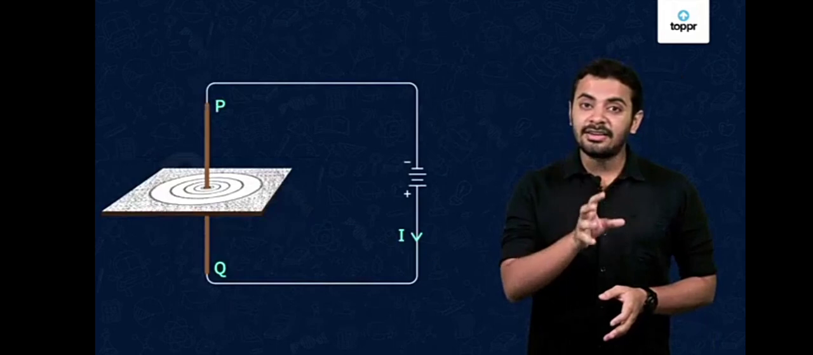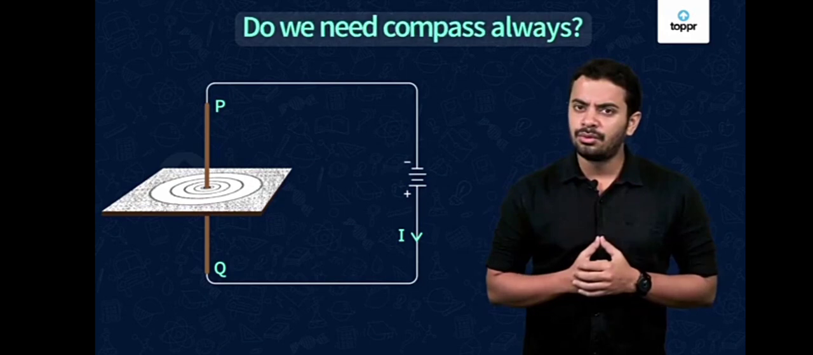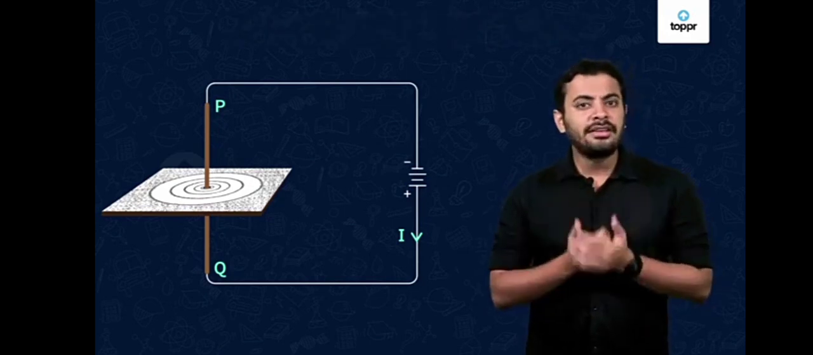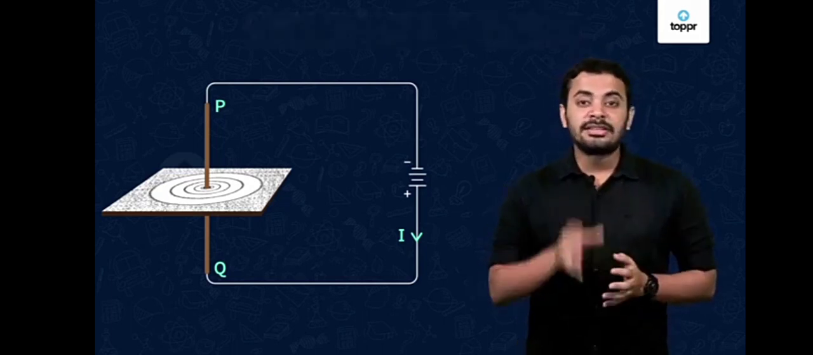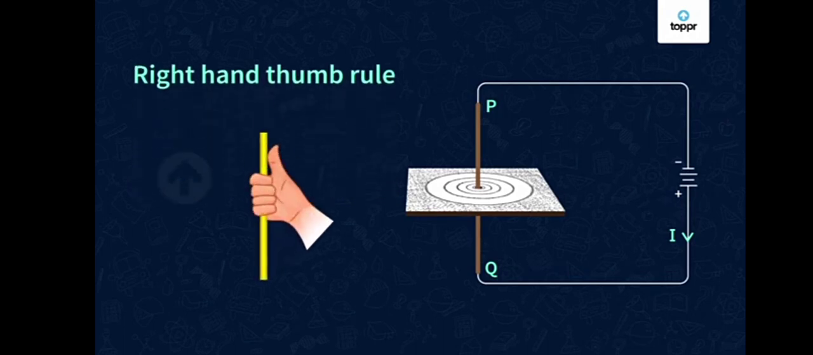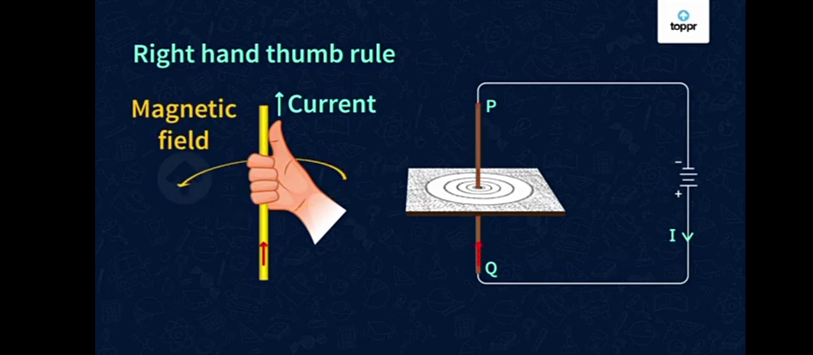This leads us to a different problem. Do we need to carry the compass everywhere we go? That would be very impractical. Then, how will we find the direction of the field without the compass? To solve this problem, scientists came up with something called the right-hand thumb rule. Imagine that we are holding this current-carrying wire with our right hand in such a way that the thumb is positioning in the direction of the current. Then the direction of the four fingers shows the direction of the magnetic field around the wire.